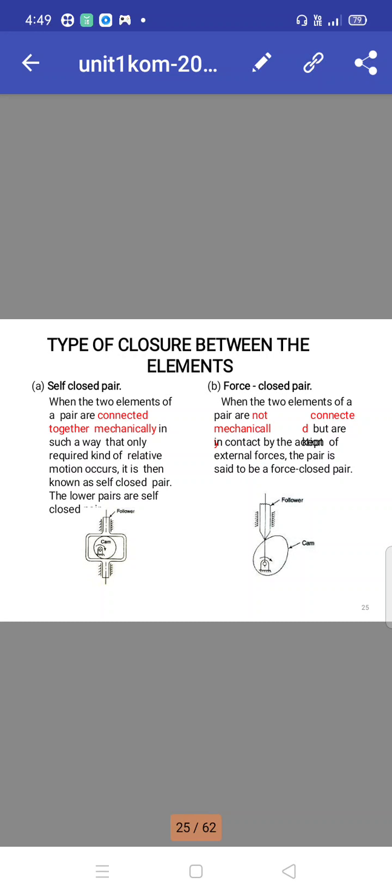Type of closure between the elements. First one, self-closed pair. When the two elements of a pair are connected together mechanically in such a way that only the required kind of relative motion occurs, it is then known as self-closed pair. Lower pairs are self-closed. Then the next one, force-closed pair. When the two elements of a pair are not connected mechanically but are in contact by means of external forces, the pair is said to be a force-closed pair.